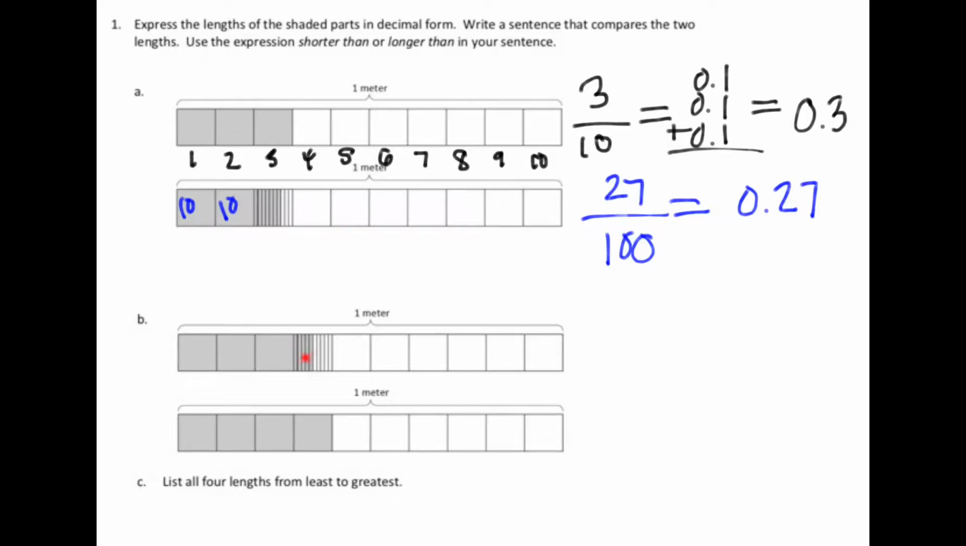Again, I see the single lines filled in, so that automatically tells me that it is out of 100. And if I count how many shaded in, 10, 20, 30, 31, 32, 33, 34, 35. My numerator is 35. In decimal form, this is equal to 0.35. Okay, and then my last tape diagram.